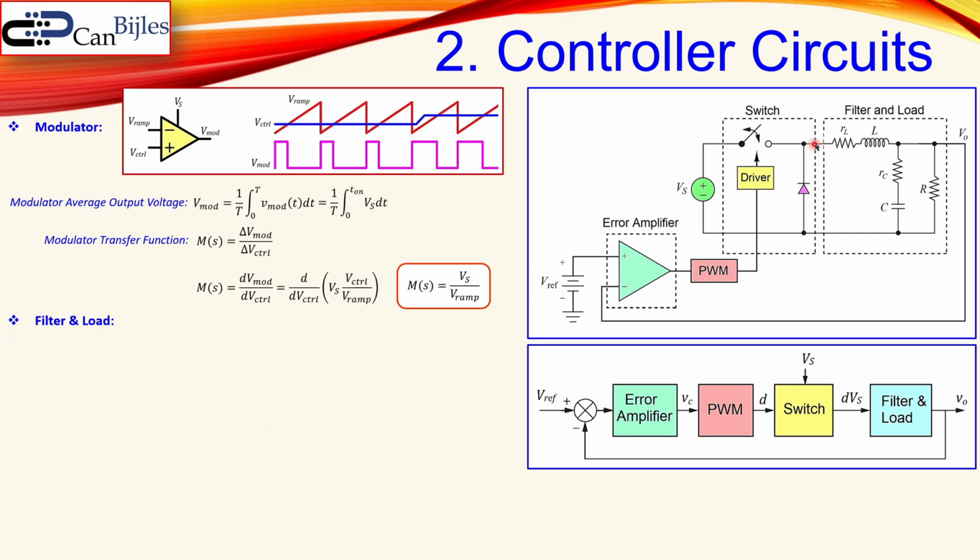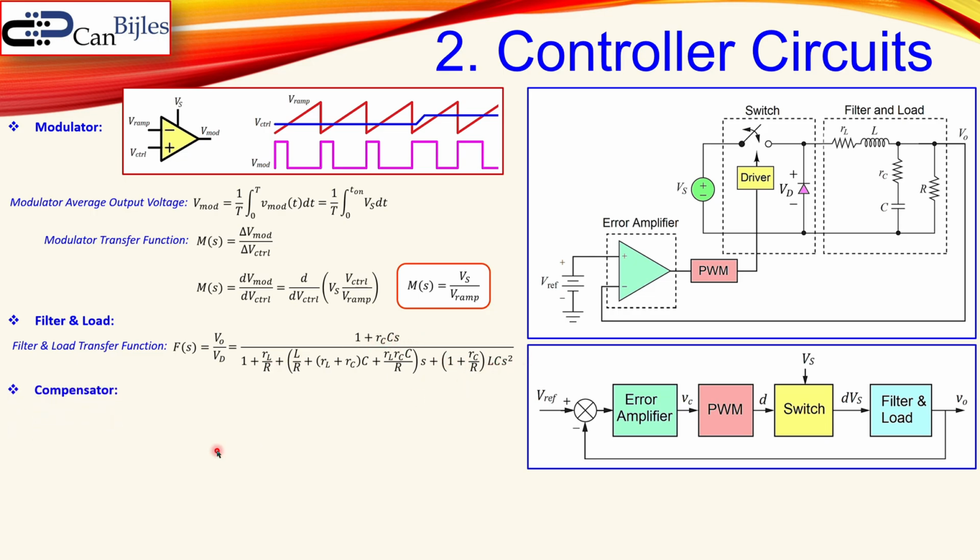Our filter and load is this part, which is the AC model for our buck converter. Now the filter and load transfer function is given by F, which is VO over the diode voltage here. So that's the input for our filter and load circuit, and after some algebra and circuit analysis, you end up with this expression in the Laplace domain, which is a second order transfer function having 1, 0, 2 poles.